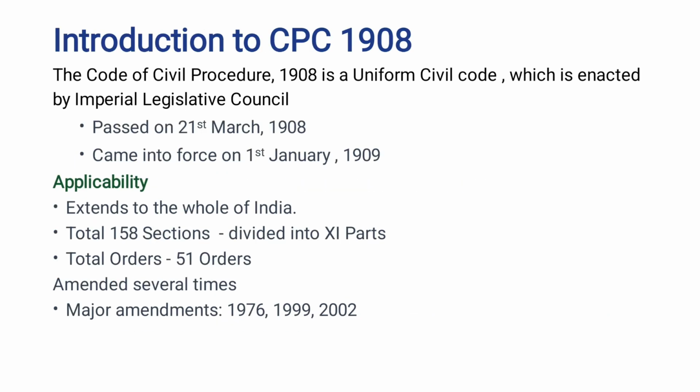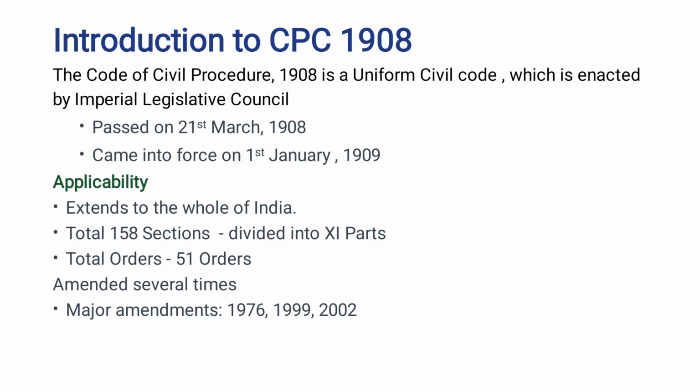Next, coming to the current code, that is Introduction to the CPC 1908. The Code of Civil Procedure 1908 is a uniform civil code which was enacted by the Imperial Legislative Council. It was passed on 21st March 1908 and came into force on 1st January 1909. These dates are very important: passed on 21st March 1908 and came into force, meaning every citizen has to follow it from 1st January 1909. And coming to the applicability, it extends to the whole of India. Every citizen who belongs to India has to follow CPC 1908.